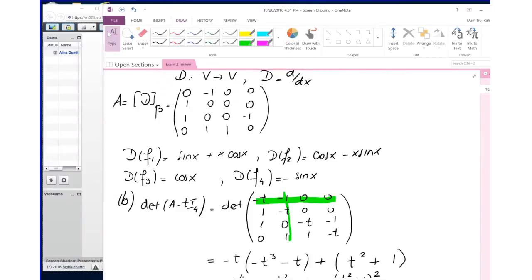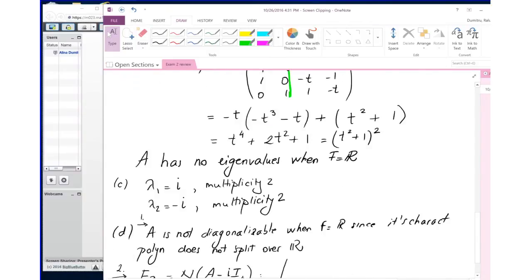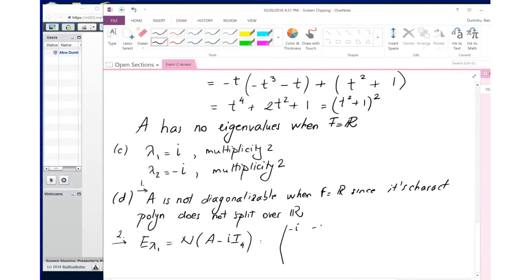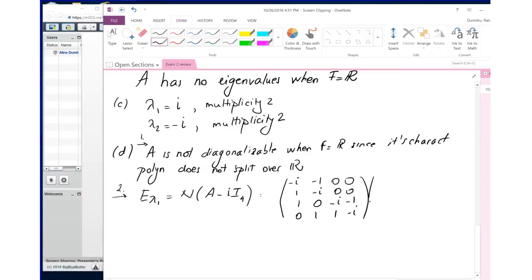So this one here minus i. Okay, so negative i, negative 1, 0, 0. So I have it here. 1, 0. 0, 1. All right, so this is what the matrix becomes, and I want to find a null space, which means if this is multiplied by x1, x2, x3, x4, that should give me 0, 0, 0, 0.